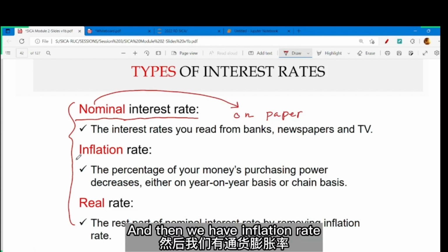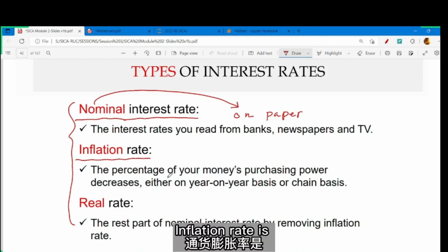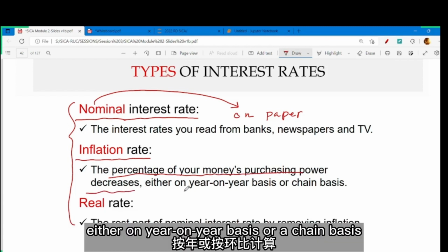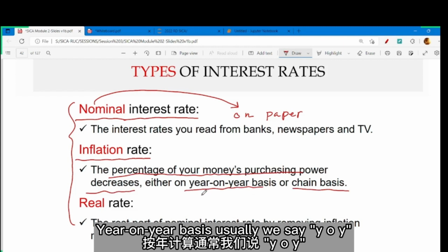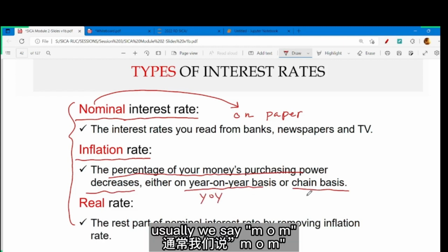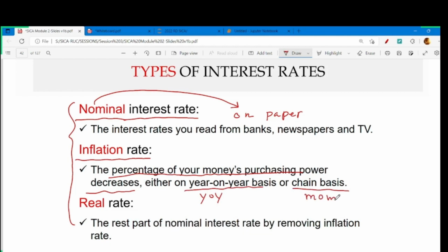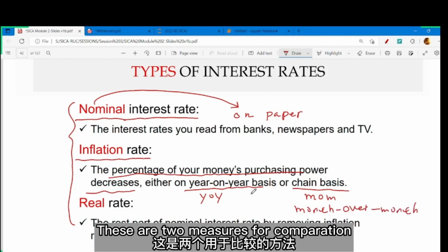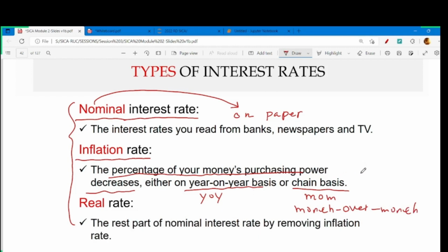And then we have an inflation rate. Inflation rate is the percentage by which your money's purchasing power decreases, either on a year-on-year basis or a month-on-month basis. Year-on-year basis, usually we say YOY, and month-on-month basis, usually we say MOM. MOM means month over month. These are 2 measures for comparison.